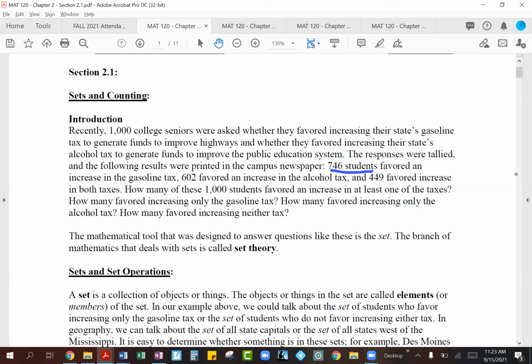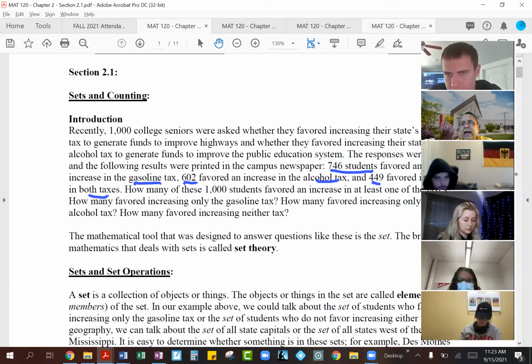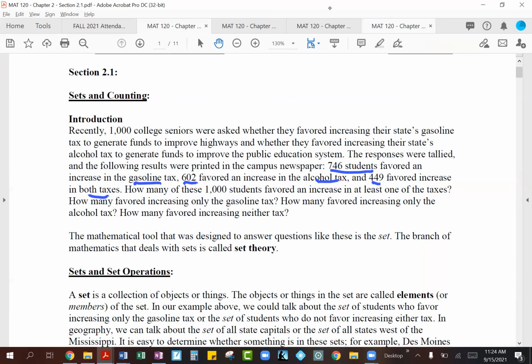So you've got 746 who want to increase the gasoline tax, 602 who want to increase the alcohol tax, and 449 who want to include both taxes. If you think about it, those 449 who are okay with increasing both taxes are actually being counted in your 746 and the 602, because those numbers are just talking about how many wanted gasoline and how many wanted alcohol taxes to be increased. But those who are going for both taxes, like I said, are included in both categories.